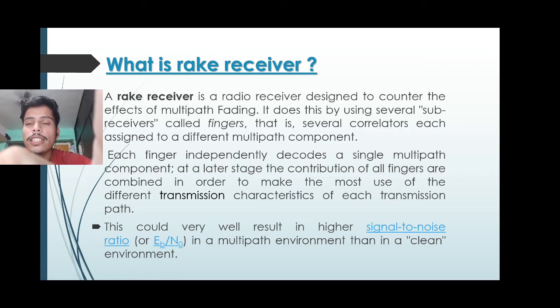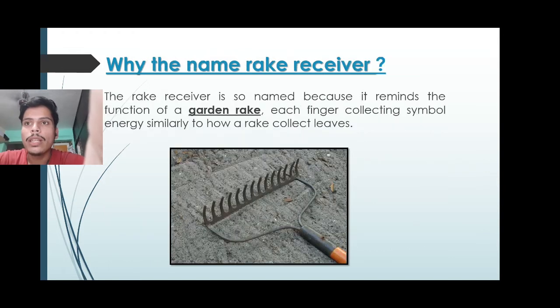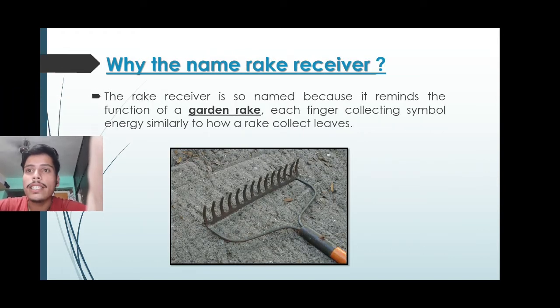So let us see the reason behind its name. Why the name rake receiver? The rake receiver is so named because it resembles the function of a garden rake, as given in the figure, which is used to collect leaves. Similarly, the rake receiver uses each finger for collecting symbol energy. Okay, so you can see that.